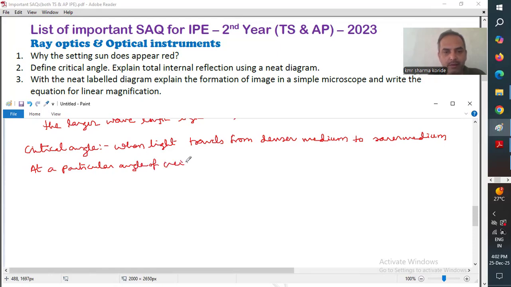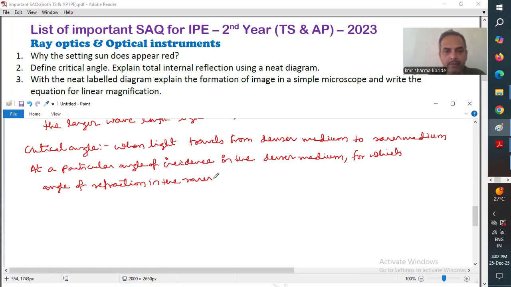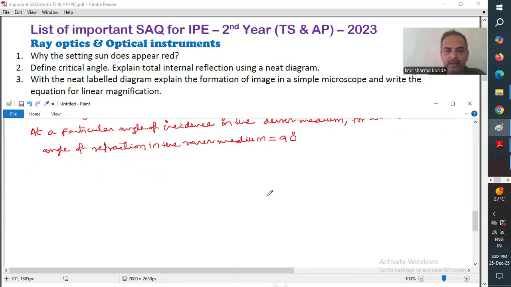at a particular angle of incidence in the denser medium, for which the angle of refraction in the rarer medium is equal to 90 degrees. So let us try to understand.